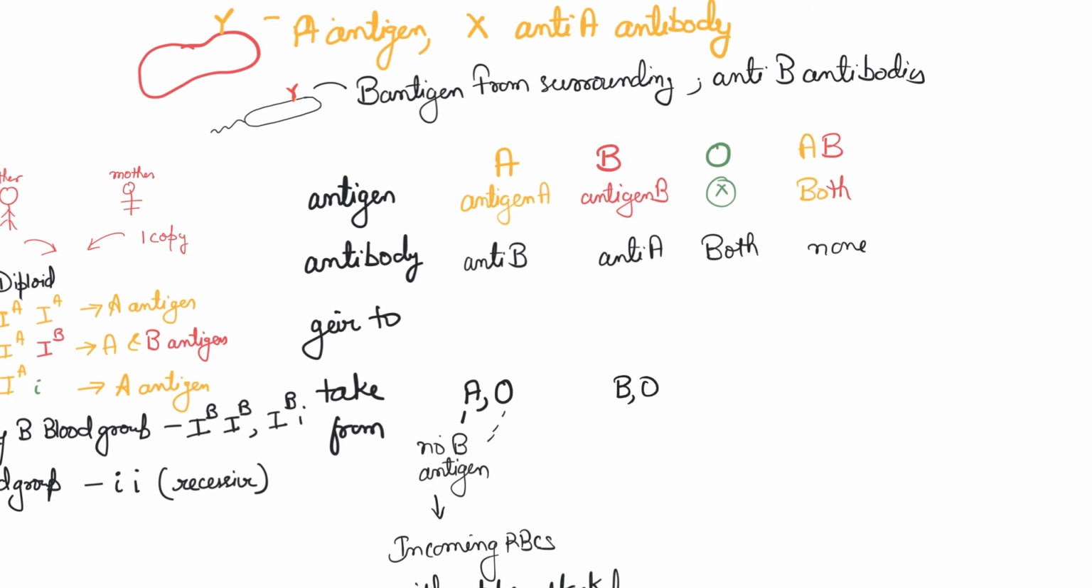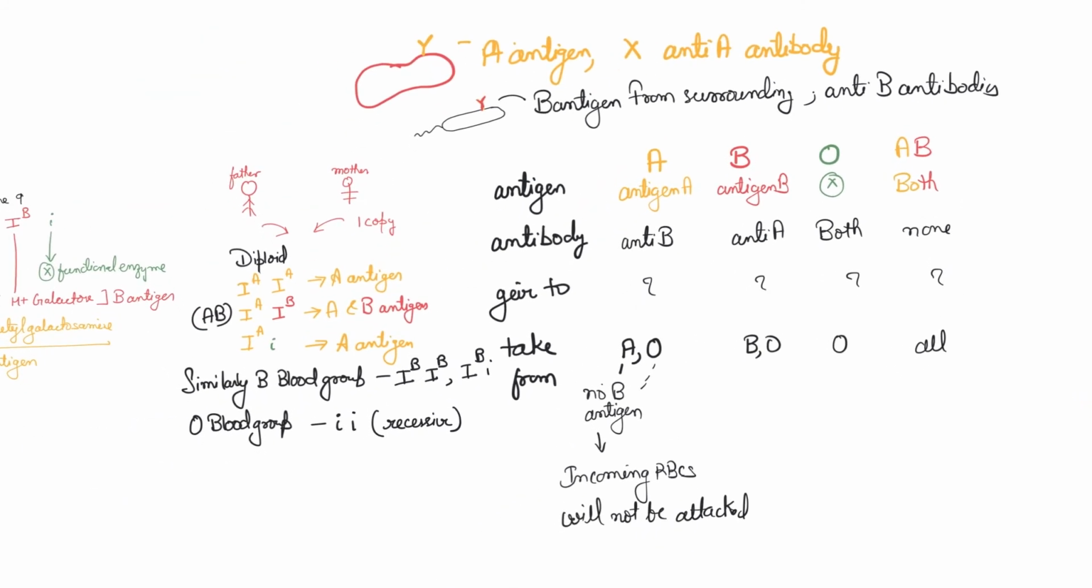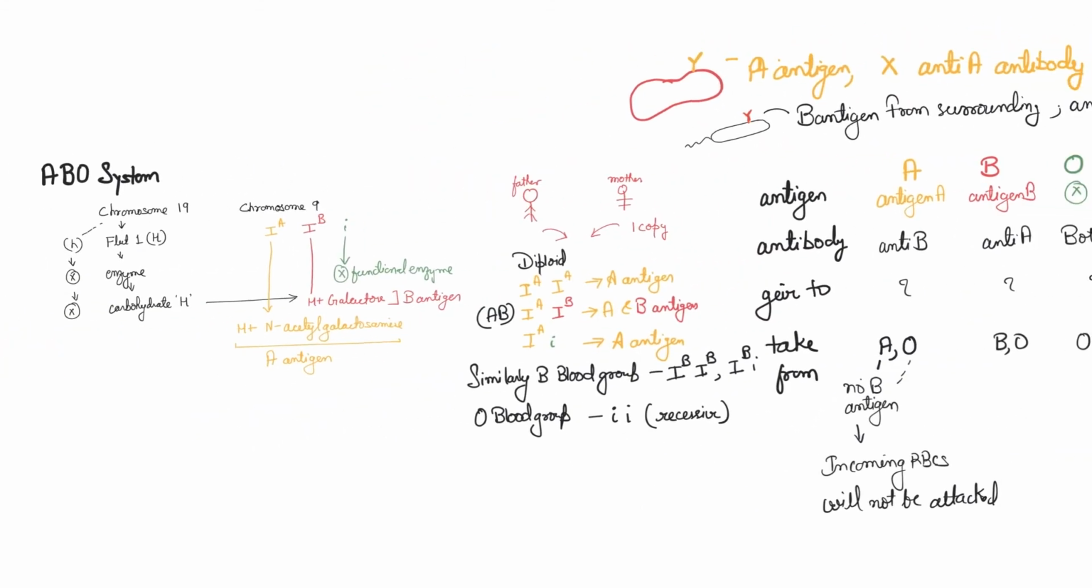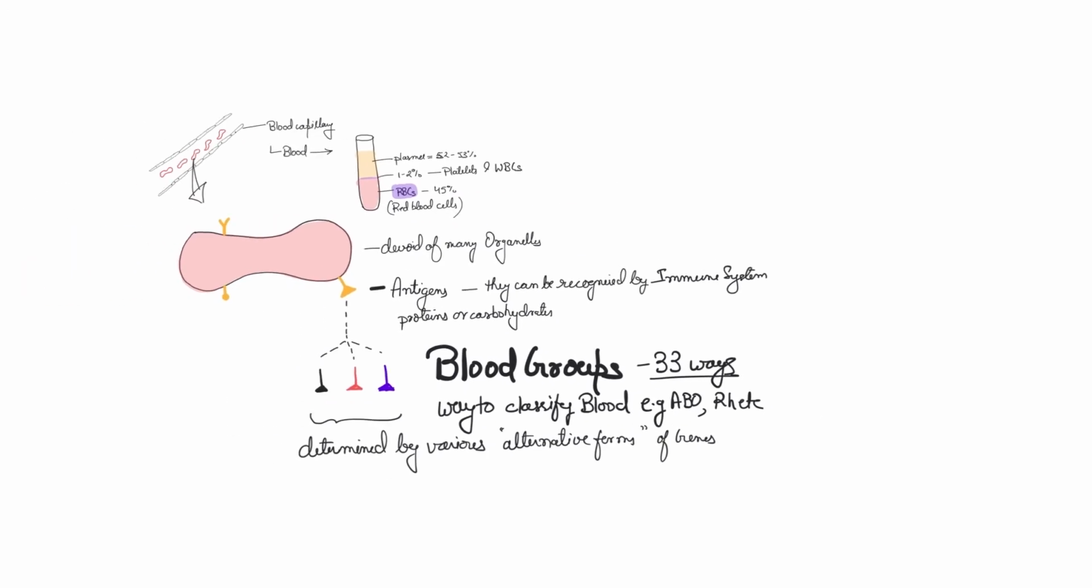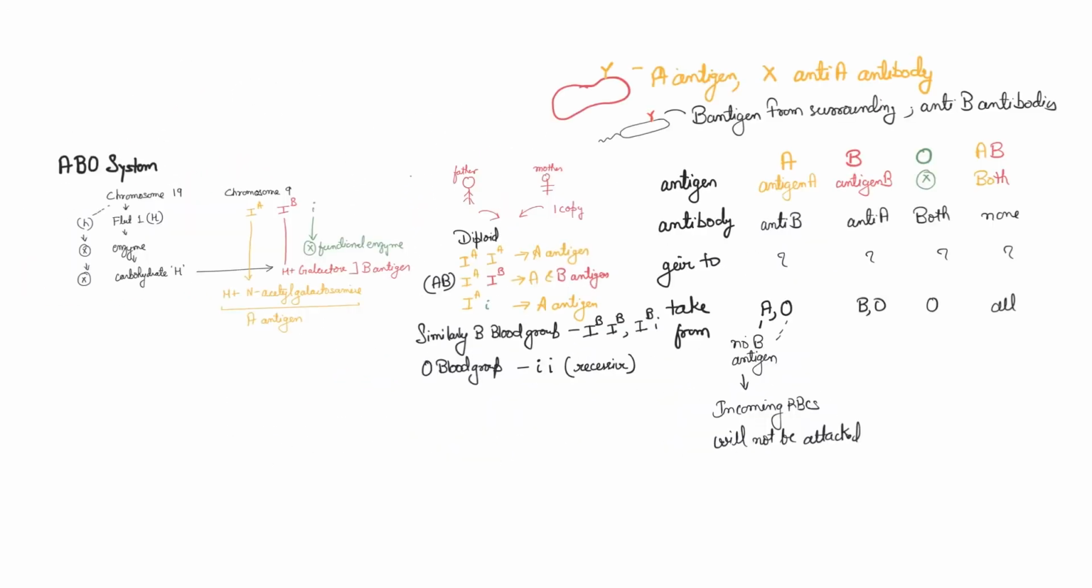Now B can take from B and O, right? Because those won't be attacked. O cannot take from anyone else other than O. AB can take from anyone because it will not attack any antigens. It doesn't have any antibodies. So I hope this makes sense, right?